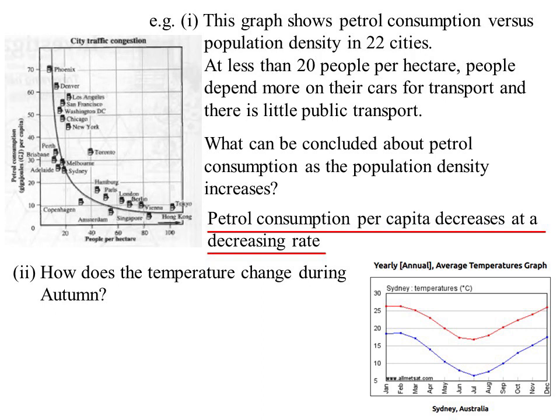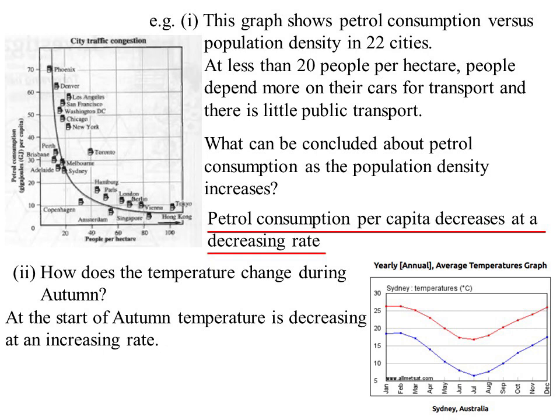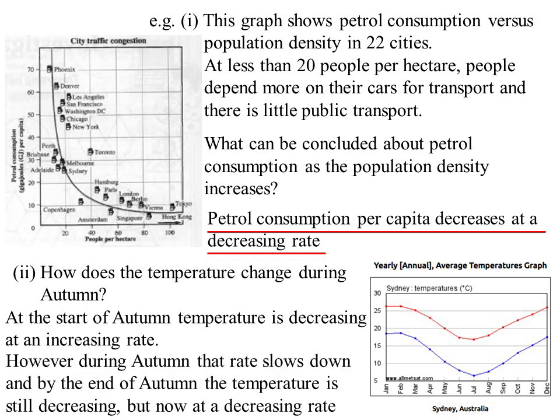Okay, so if we have a look at the curve in March, we can see that it would be decreasing at an increasing rate because the curve is concave down and the slope is negative. The signs are the same. So it's going to be at an increasing rate. However, during autumn, that rate slows down.